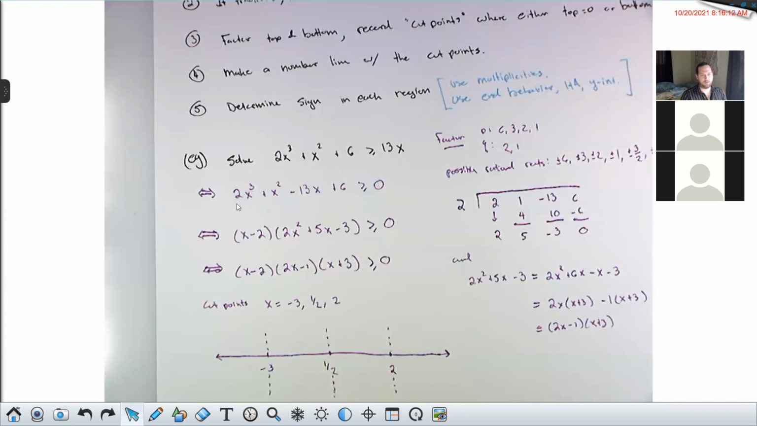Right, looking at it up here, of course, it's the same as these, but can anybody tell me whether this function is positive or negative to the left of negative 3? Think about the end behavior.